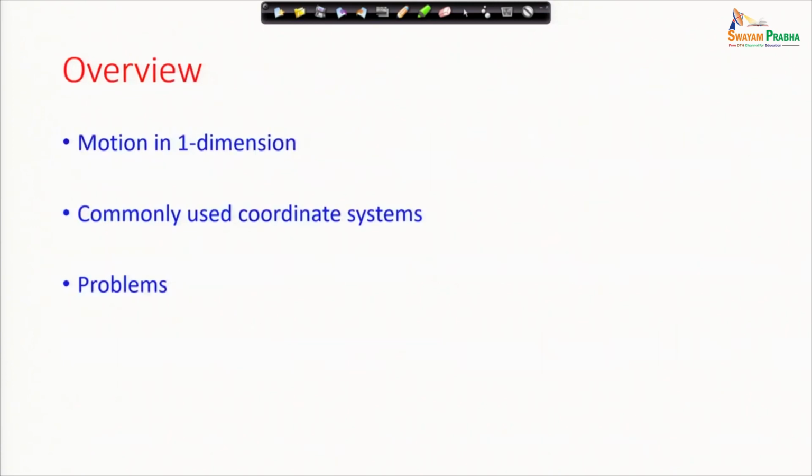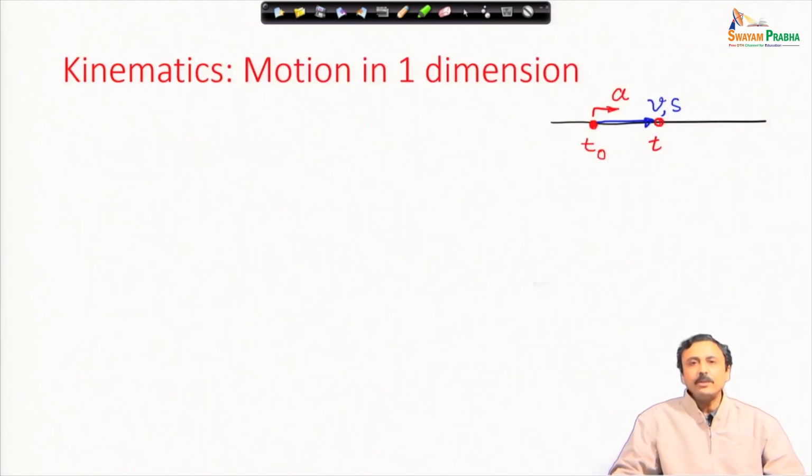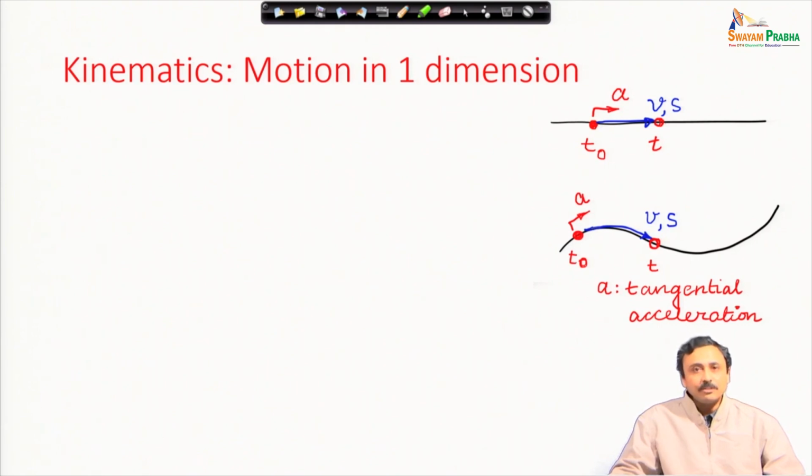To give you an overview of what we are going to do in this lecture, we are going to study motion in one dimension. We are going to look at the commonly used coordinate systems, and we are going to look at some problems. Now, whenever we say motion in one dimension, the typical picture in our mind is a particle moving on a straight path, but that need not be always the requirement. It could be a curved path, but the acceleration specification must always be tangential to the path. So, this is the basic requirement.